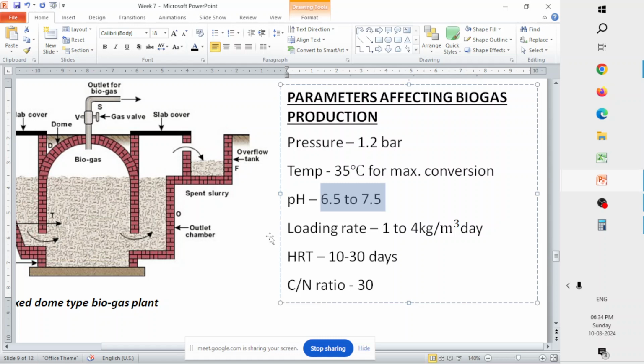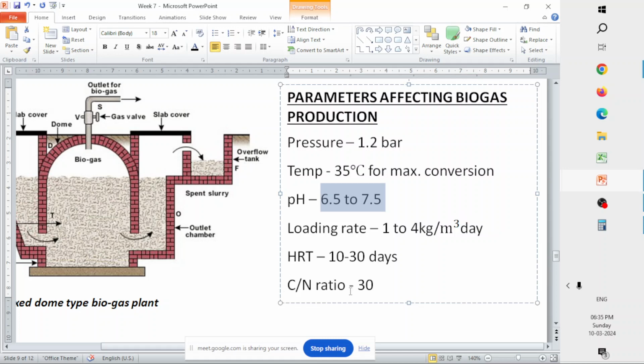30 days is for a non-stirred or unstirred tank reactor where there is no mixing, whereas for a stirred tank reactor the hydraulic residence time is between 10 to 20 days. If you use a stirrer in your digester tank, then 10 to 20 days is sufficient for your bacteria and the biomass to mix and for the bacteria to feed upon the biomass and release the biogas.